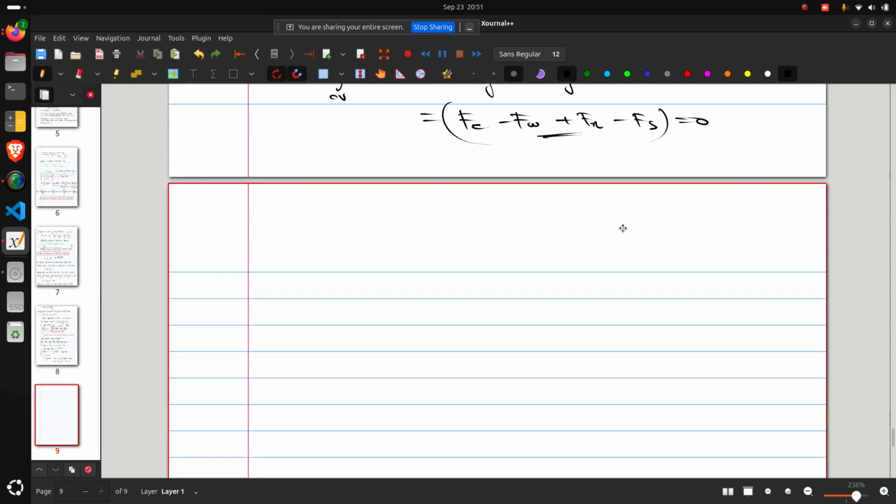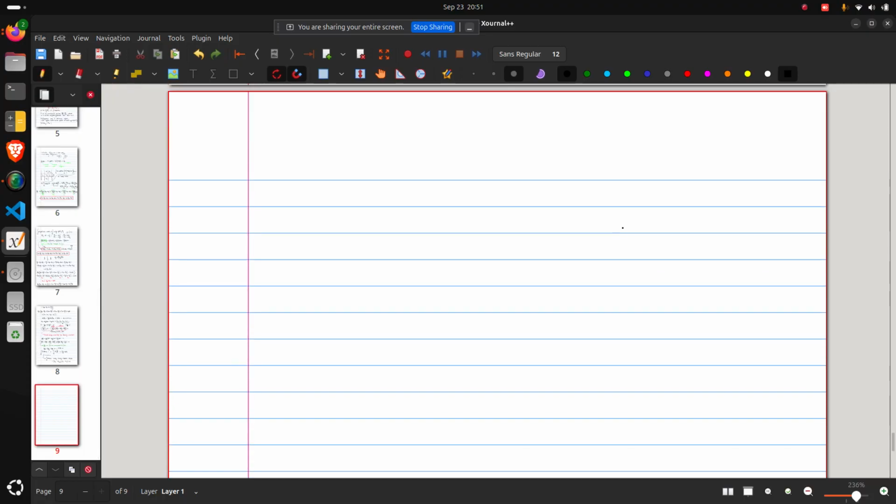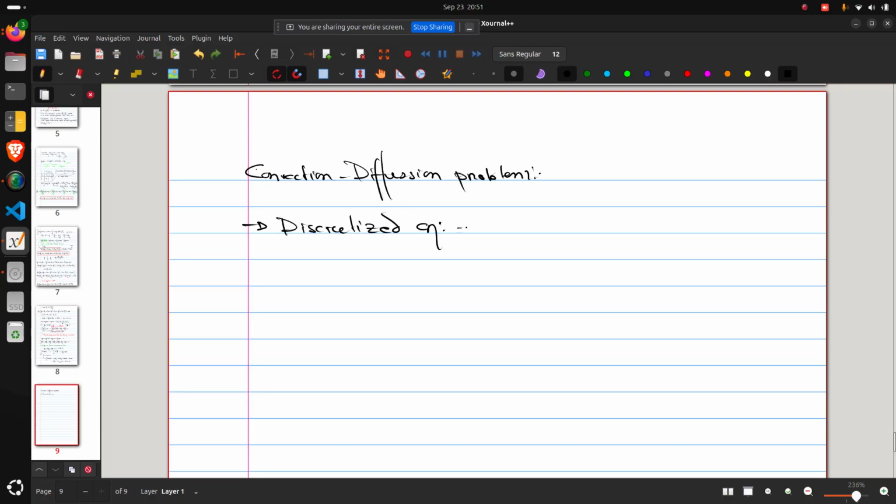So, yeah, this is where I think we can stop the explanation. Later on we will see some other ways to get the value of the phase center values. So, what did we do? So in a convection diffusion problem, the discretized equation looks something like this.